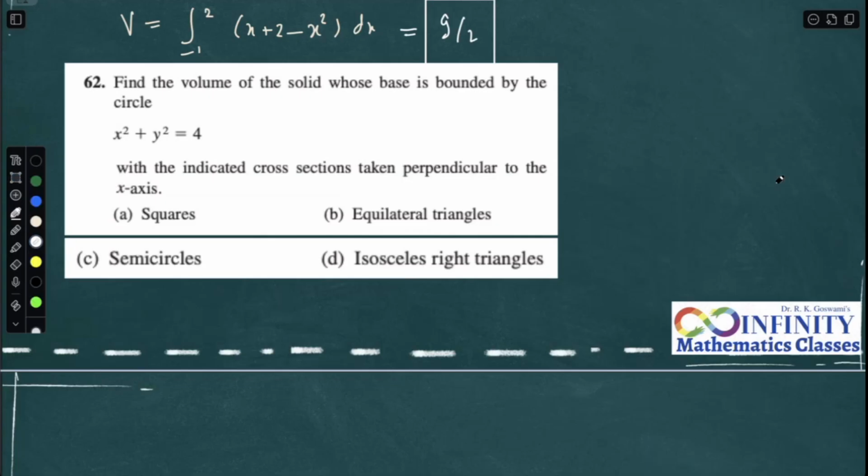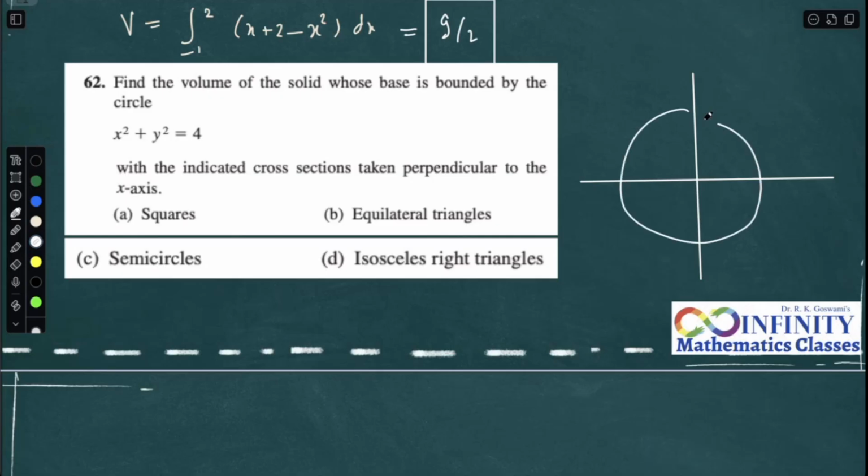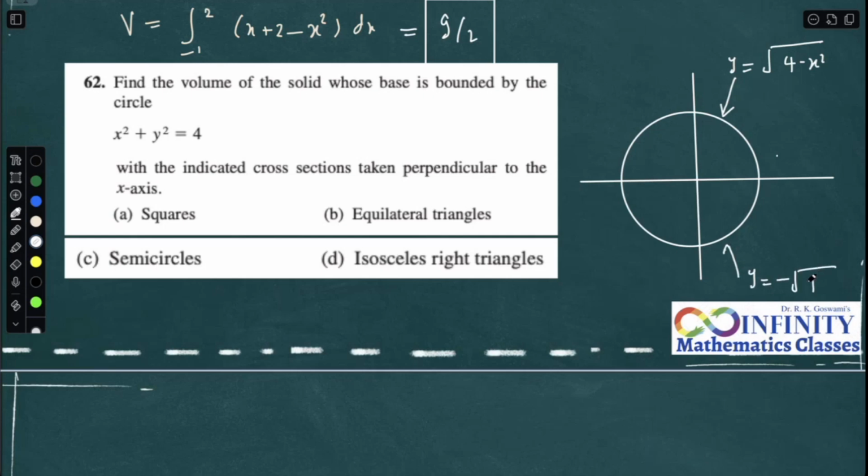I'm just creating the graph for you. So we would do it for A through D, to start with the square scenario. No, no, A and B we already did. I'm just requesting you for the C part. This is going to be y equals square root of 4 minus x squared. The lower part, as you know, is y equals negative square root of 4 minus x squared. This is my x-axis, this is my y-axis for you.